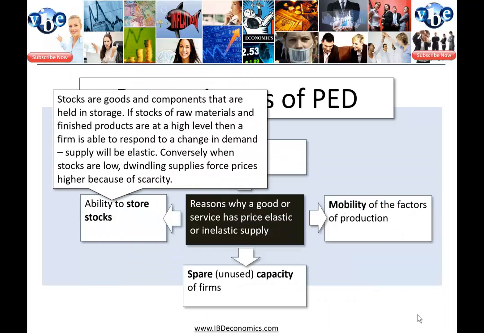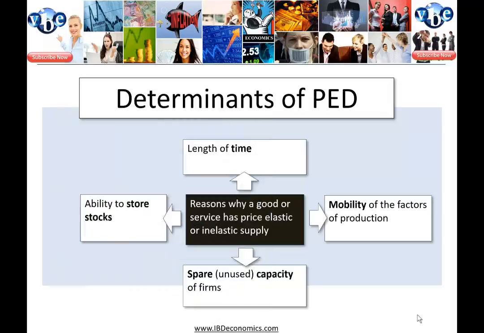Firms' ability to store stocks is the fourth and final determinant of PED we're interested in. Stocks are goods and components that are held in storage. When stocks of raw materials and finished products are at a high level, a firm may be able to respond to a change in demand, and supply will be elastic. Conversely, when stocks are low, dwindling supplies force prices higher because of scarcity. Okay, so those are four important determinants of price elasticity of supply.